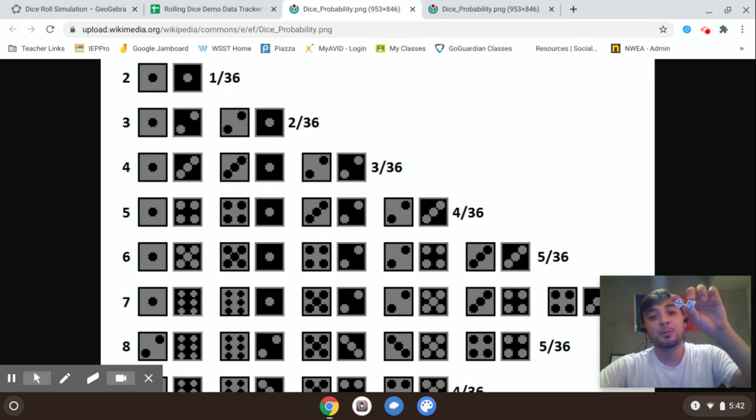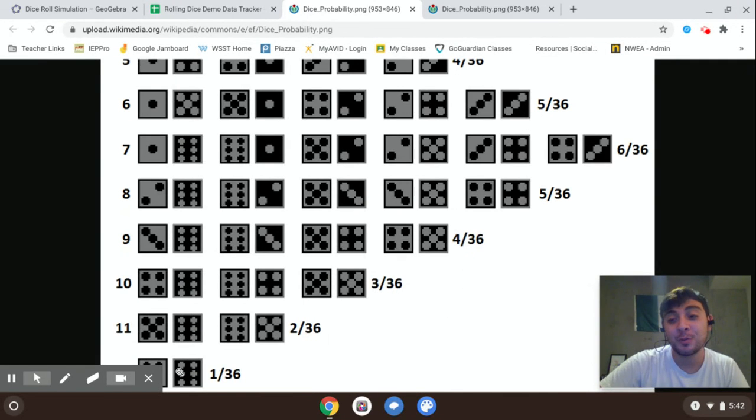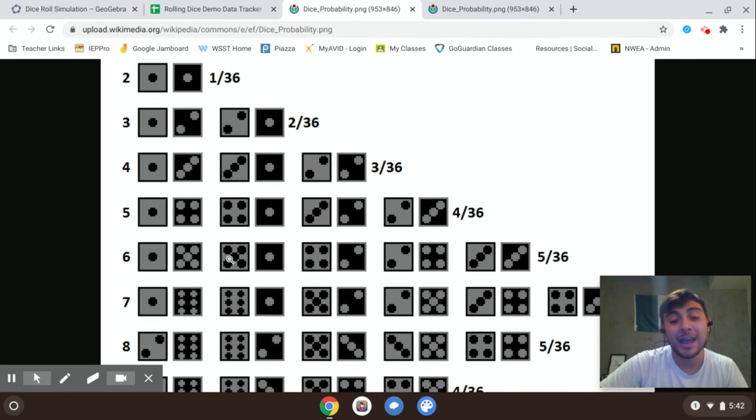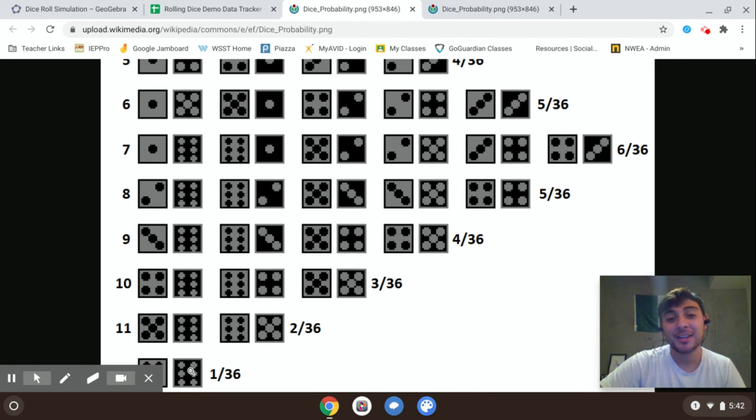So if I have 2 dice and I want to roll, for example, a 4, I have 3 different possibilities to do that. If I want to roll a number 7, I have 1, 2, 3, 4, 5, 6 different chances of rolling a 7. So there's a higher probability of rolling a 7 than there is with a 2 or a 12, because a 2 is only one way, 1 1, and a 12 is only one way, 6 6. So hopefully that helps with 2 dice.